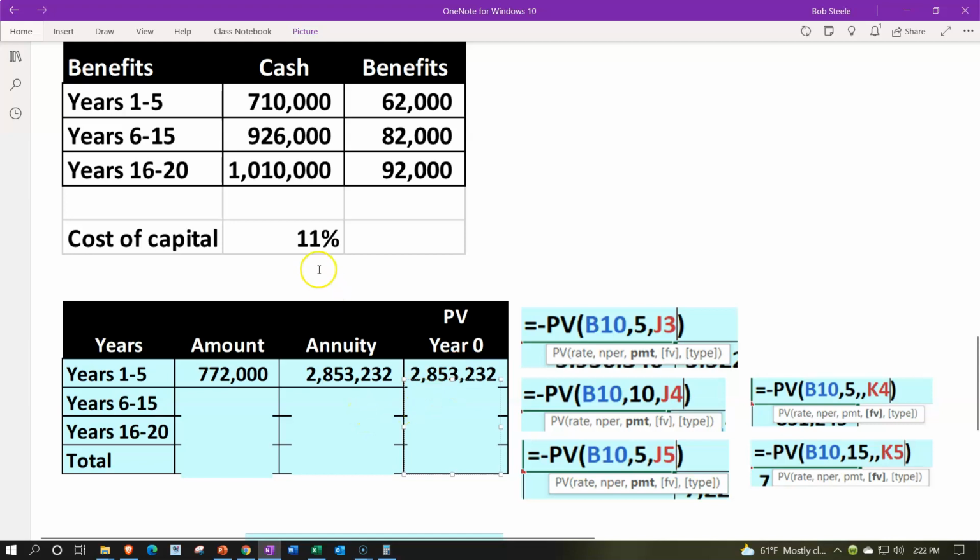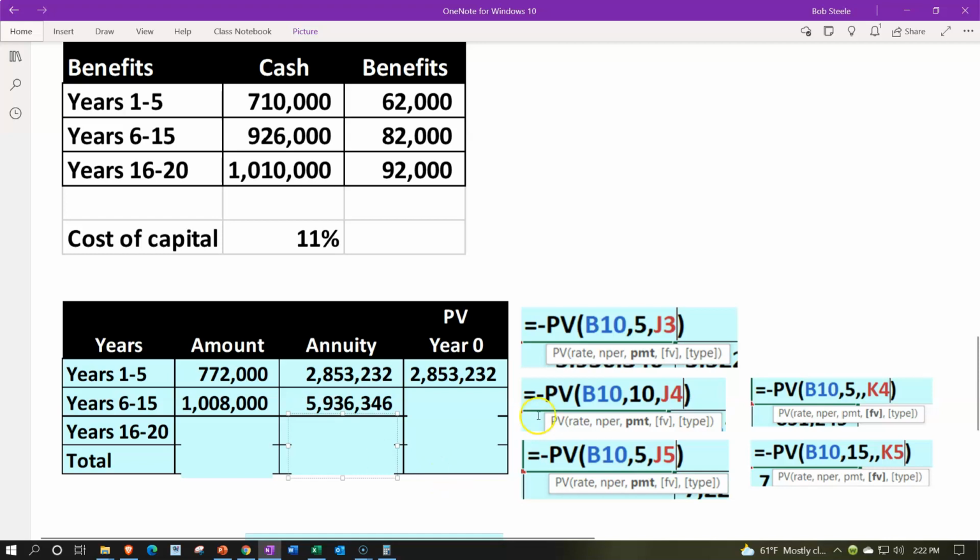2,853,232. Now there's no twist here because that brings us back to time 0. So no twist happens there. The twist happens in 6 through 15 period, where we have the 926,000 plus the 82,000. We do the annuity calculation for it, but we're doing the annuity calculation 6 years from period 0, or 5 years starting from period 0. So we have to do the annuity, and then we got to bring that balance back to the first period. That's kind of the twist.